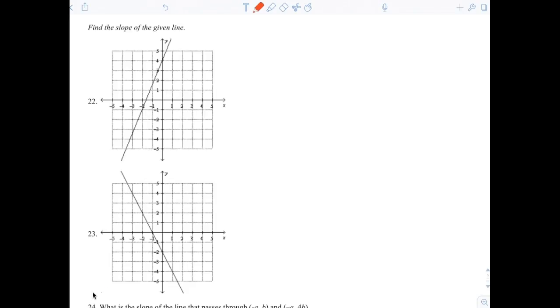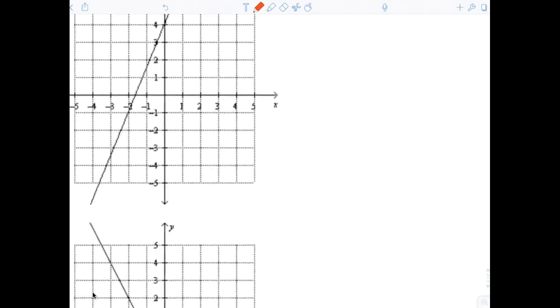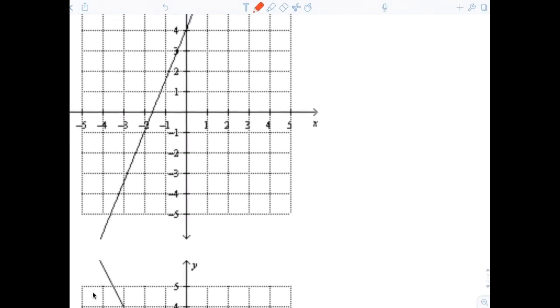All right? Now, find the slopes. Let's practice finding the slope. All right, so I want to find 2 points. It looks like this point right here is good. And I see this point right here. Is everybody with me on that? So now to find the slope, we're going to do a rise over run.